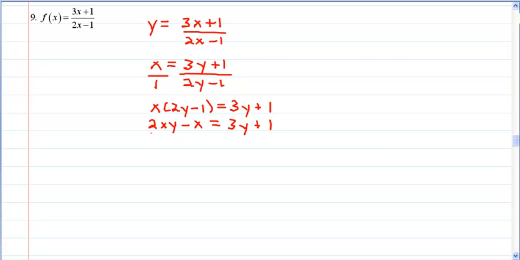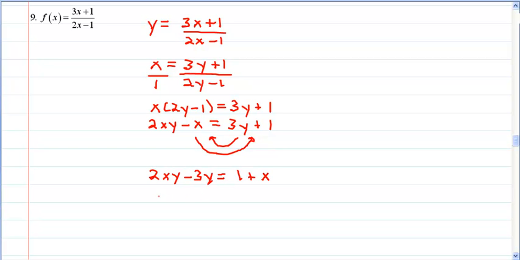okay, so now that we have all of our parentheses and fractions removed, our goal is to solve for y. So what I'm going to do is get all of the y terms on one side and everything else on the other. So I'm going to bring this term over here and this negative x over here, so that my new equation is 2xy minus 3y equals 1 plus x.